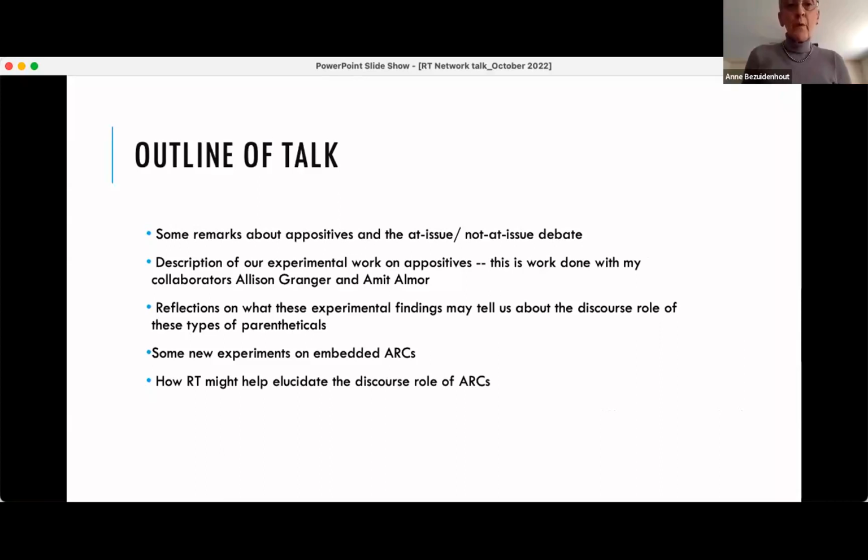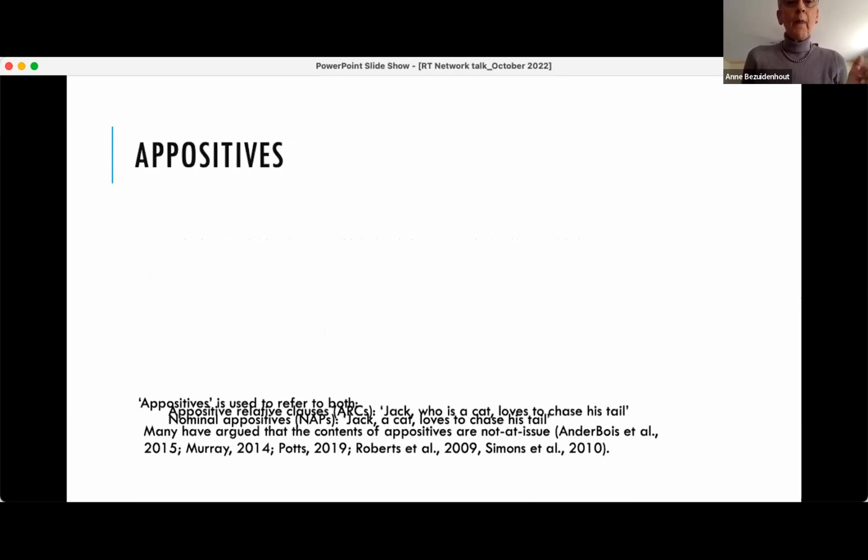This talk is going to be about a few comments on appositives and the at issue versus not at issue debate, then some experimental work that I've done with my colleagues, some reflections on what this tells us about the discourse role of these types of parentheticals, then a quick description of some new experiments we've done, and then how RT might help.